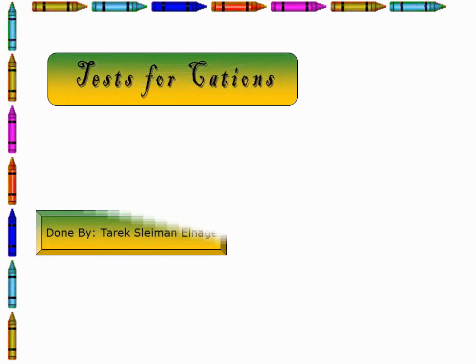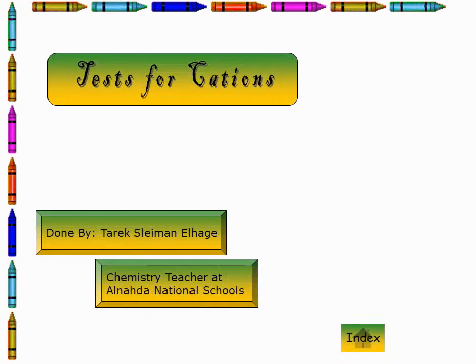This video is about tests for cations. It is prepared to make it easier for students to identify cations according to the Cambridge IGCSE syllabus from the colors of the solutions, colors of the compounds, and the tests and their results.